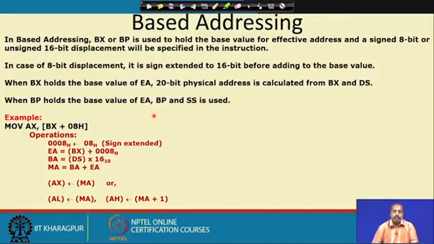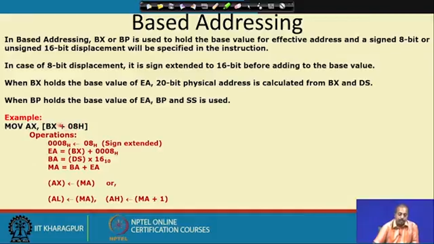Then there is based addressing, another type of addressing which is similar to indirect addressing, but the BX or BP register can be used for holding the base value, and then a signed 8-bit or unsigned 16-bit displacement will be specified in the instruction. A typical example is MOV AX, [BX plus 08 hex]. Along with the base register BX, we can also specify an offset.